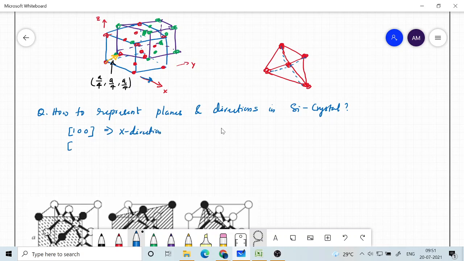And similarly, if I write 0, 1, 0, this is the y direction. And then similarly 0, 0, 1, that is the z direction. Now you can have both, I can have 1, 1, 0.